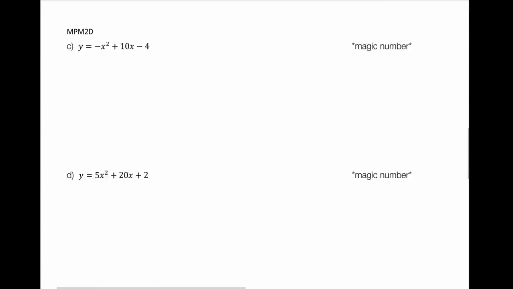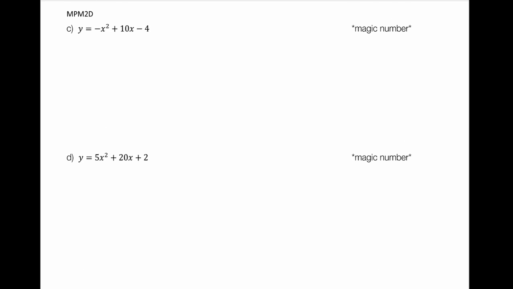So C and D are two more examples, again with a value in front of x squared that is not 1. I'd recommend pausing the video and trying these on your own. We will come back and I'll show you a brief outline of the solutions, and then we'll get into a word problem together where we can do the same thing, completing the square to help us find our vertex form.